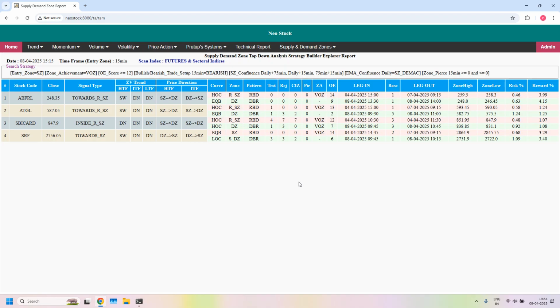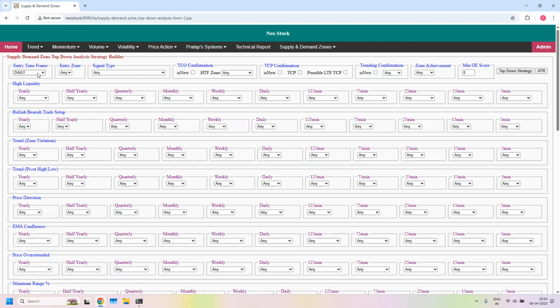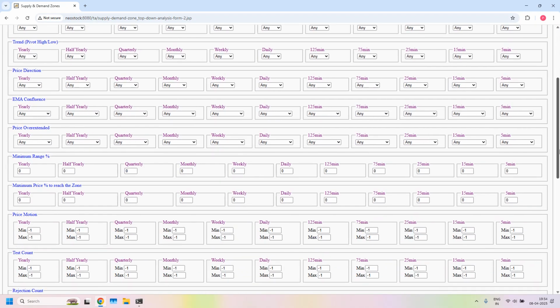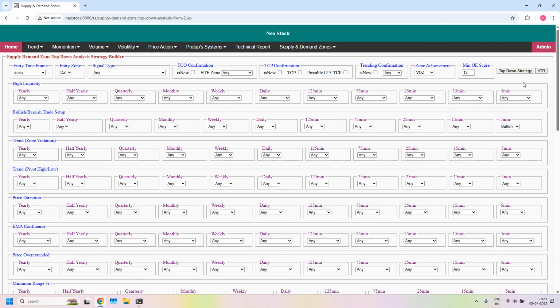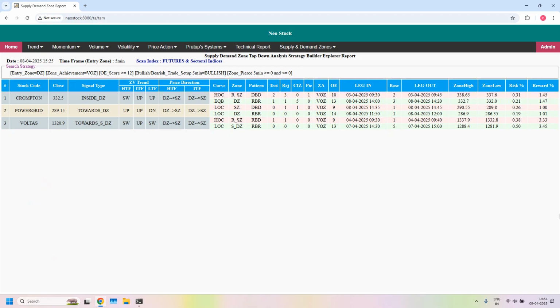Next, we will look into hourly income trade, bullish and bearish trade setups. Entry time frame 5 minutes for bullish trade setup. Demand zone, bullish or bearish at 5 minutes: I am selecting bullish. Zone achievement VOZ, minimum order enhancer score 12. And the pierced count at 5 minutes time frame, minimum value 0, maximum value 0. So with these filters, we got 3 stocks. These 3 are supporting bullish trade setup for hourly income trade. And entry time frame zones are 5 minutes demand zones.